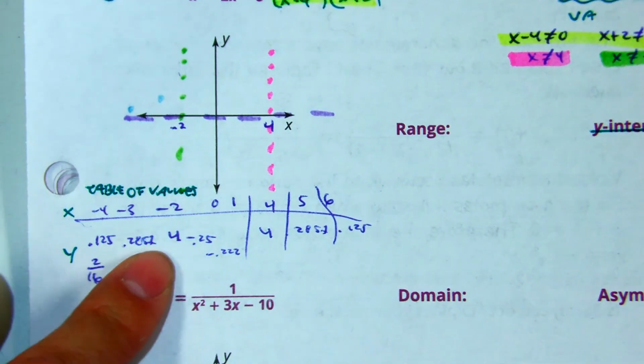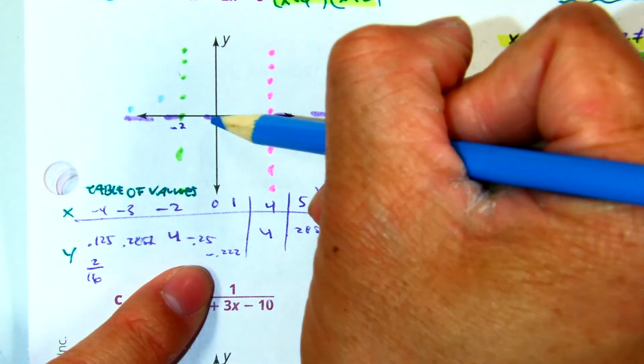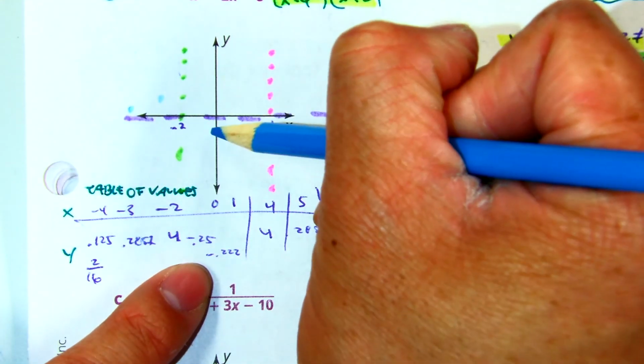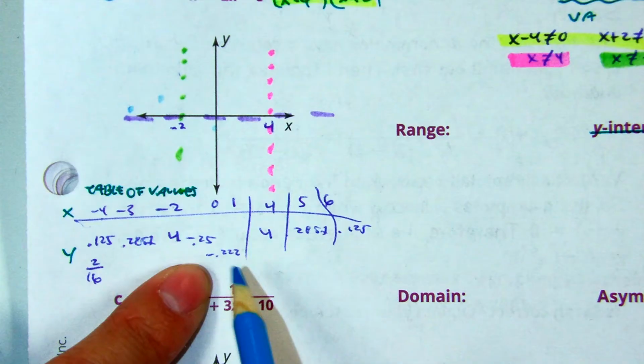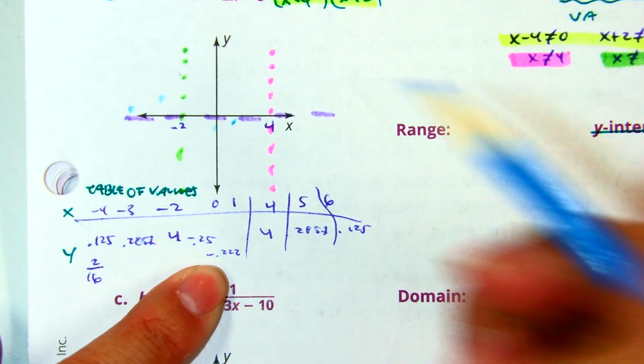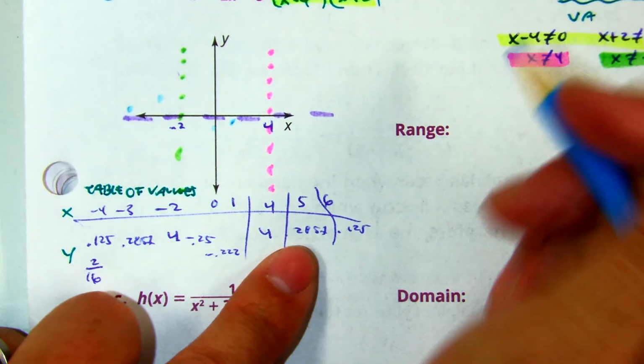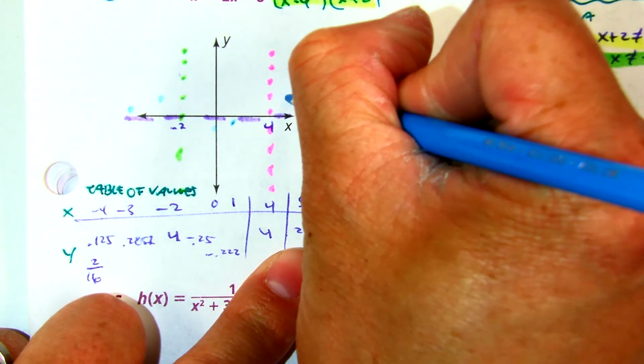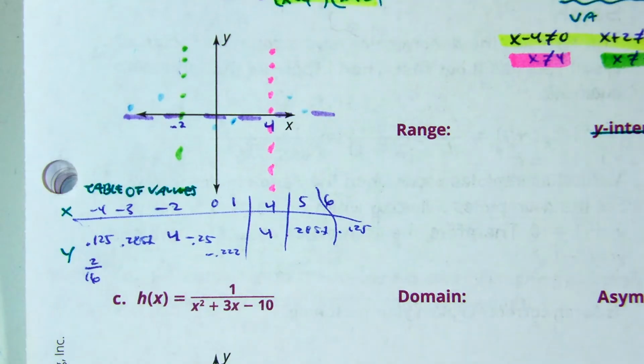-2 is undefined. 0 at -0.25. This number is smaller, so it's going to be closer to the x-axis. And these numbers are positive, 28 cents and 12 cents. So when I sketch my graph, yours is going to look like this.